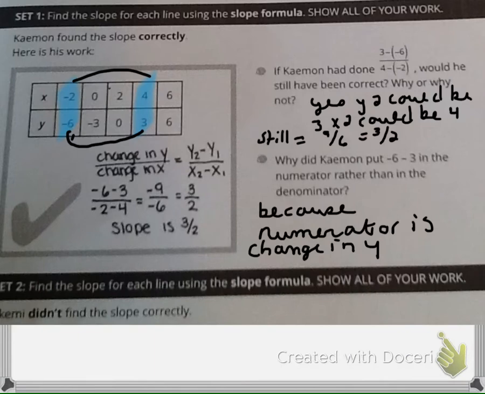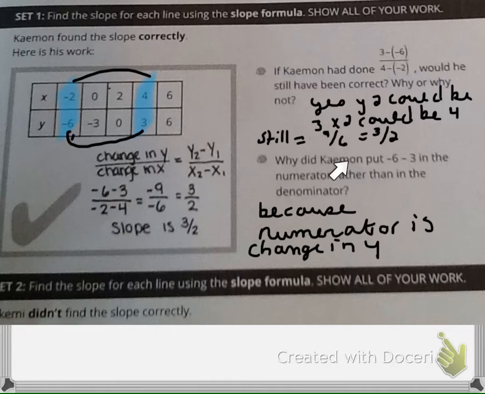Okay, so what he did is he did the negative 6 minus 3, and negative 6 minus 3 is negative 9. It's asking you, what if you did 3 minus negative 6? Well, 3 minus negative 6 is really equal to positive 9. If you don't believe me, try it on your calculator. And he did negative 2 minus 4, and negative 2 minus 4 is negative 6. And what would happen if you did 4 minus negative 2? You just switch this around. Well, 4 minus negative 2 is 6.